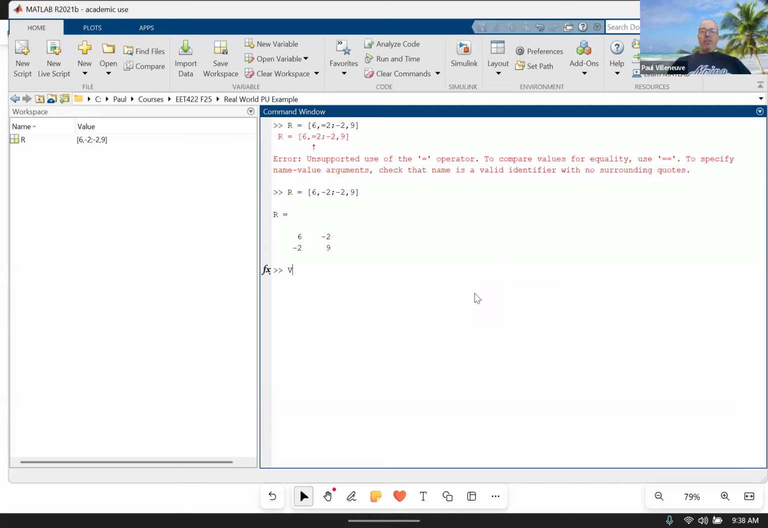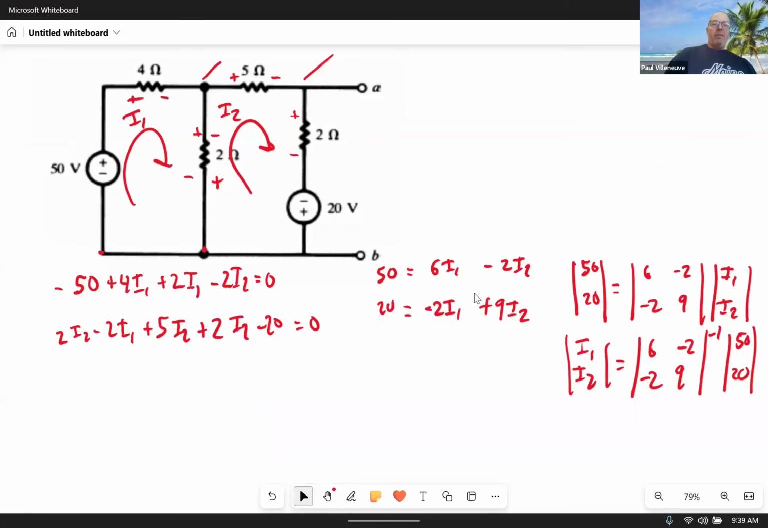My voltage matrix is equal to 50 and 20. So my current matrix is equal to the inverse of R times my voltage. And I get 9.8 and 4.4 amps. So going back over here, I get 9.8 and 4.4 amps in that direction.